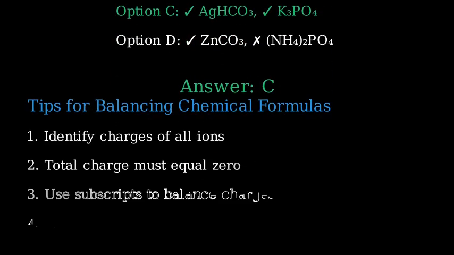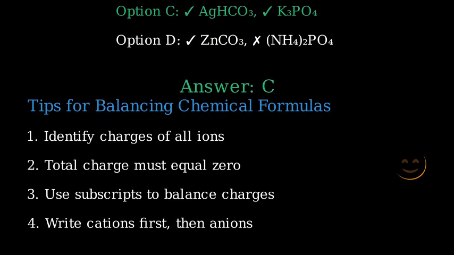Here are some helpful tips for balancing chemical formulas. First, always identify the charges of all ions in the compound. Second, remember that the total charge in a neutral compound must equal 0. Third, use subscripts to indicate the number of each ion needed to balance the charges. And finally, when writing formulas, cations usually come first, followed by anions. With practice, you'll get better at quickly recognizing correctly balanced chemical formulas.